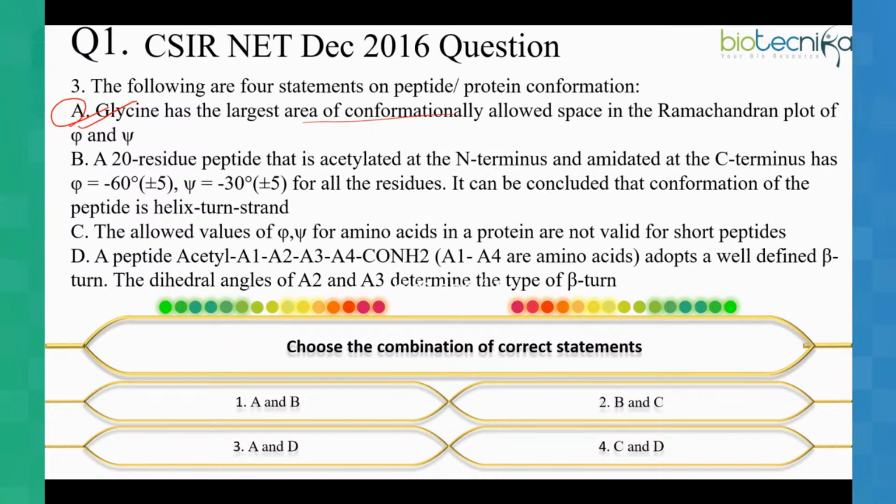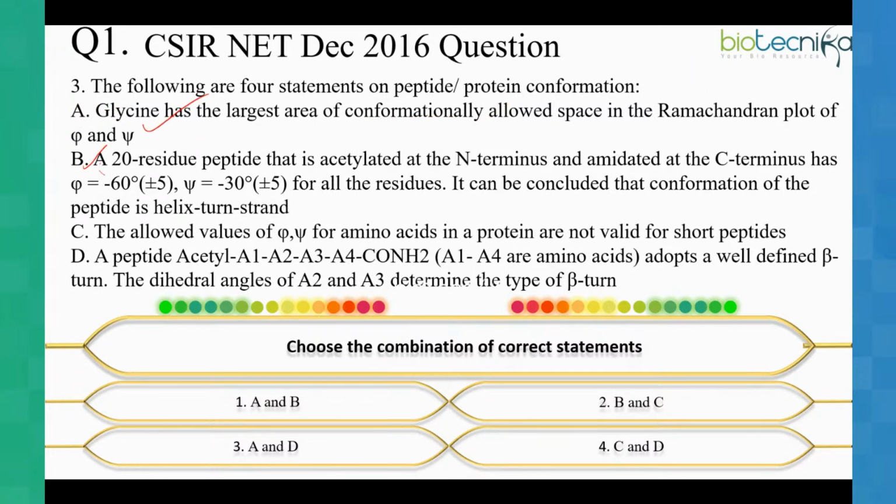It has a very small side chain. We know amino acids have carboxyl group, amino group, hydrogen, and R group, which is a side chain. The R group in glycine is just hydrogen. That is why it is a very flexible amino acid and it can bend in many angles. That's why it is said to have largest area of conformationally allowed space in the Ramachandran plot of phi and psi. Okay.